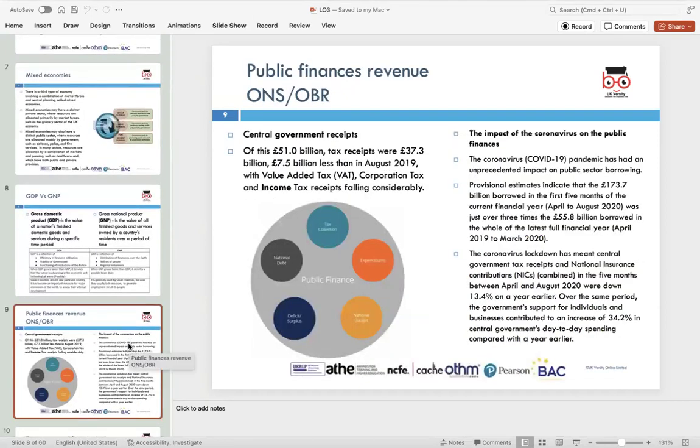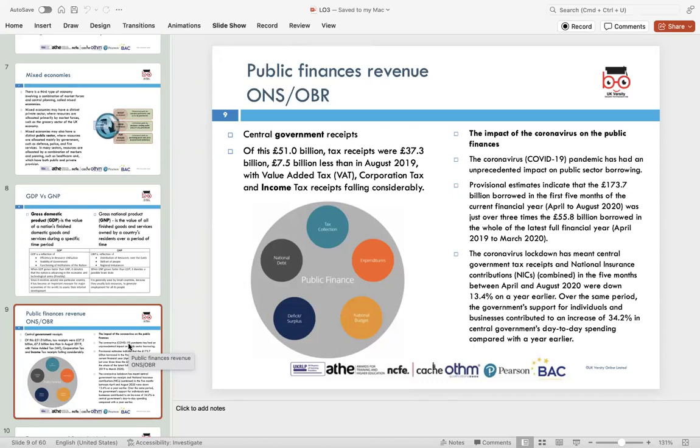Public finances, revenue, ONS and OBR: the total amount of money collected by the central government was 51 billion, with tax revenue accounting for 37.7 billion. This is a decline of 7.5 billion when compared to the amount collected in August 2019. The amount of money collected from value added tax or VAT, corporation tax and income tax all experienced significant drops.